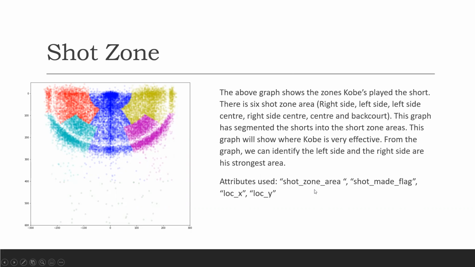This graph has segmented the shots into shot zone areas. This shows that Kobe is very efficient on the left side and the right side, and also his strongest areas are between the center. Some of the key attributes I used are shot zone, the area, the shot made, whether a hit or a miss. This is a hit, sorry, and the X, the position from which he played the shot.